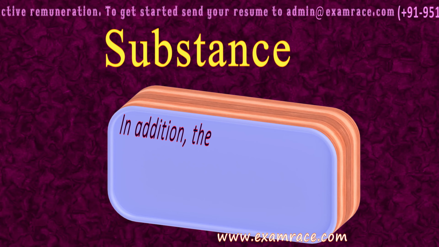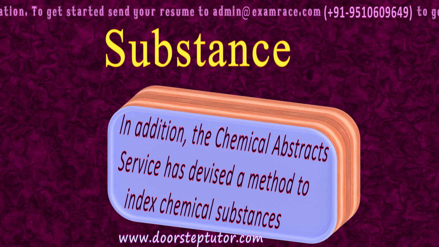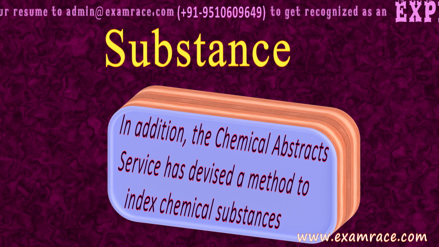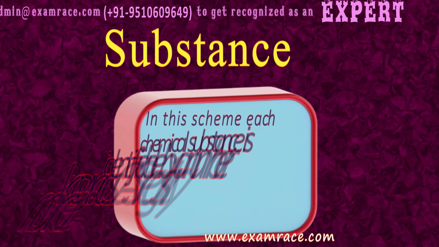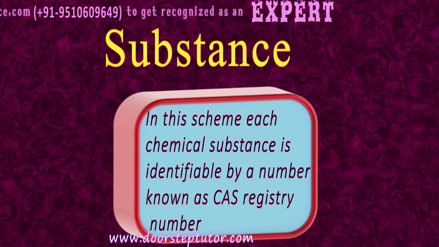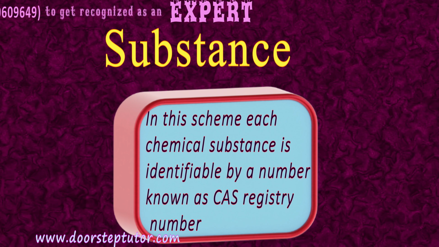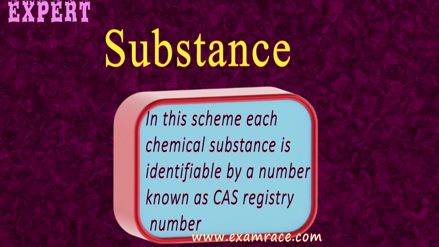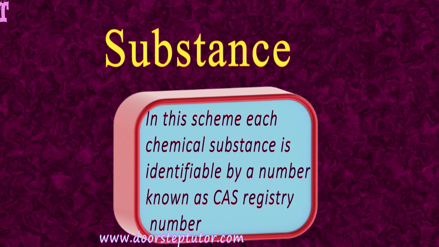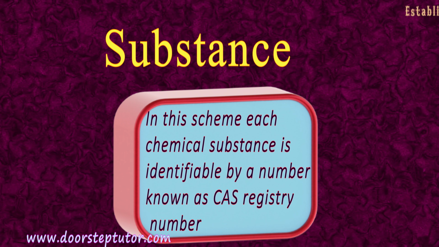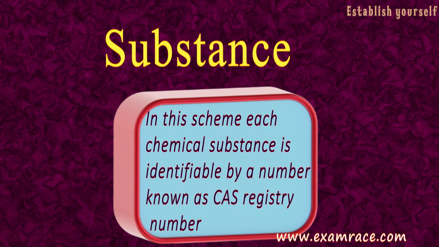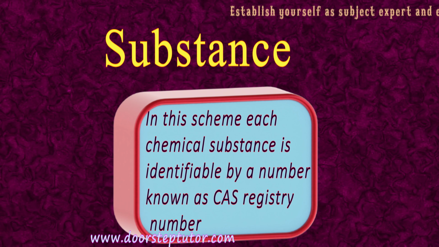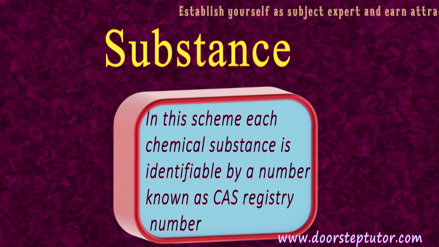In addition, the Chemical Abstracts Service has devised a method to index chemical substances, that is CAS. In this scheme, each chemical substance is identifiable by a number known as the Chemical Abstracts Service Registry Number, or we can say CAS registry number. By this registry number, we can easily identify a chemical substance. So this is done by the Chemical Abstracts Service. Now we understood how substances are identified.